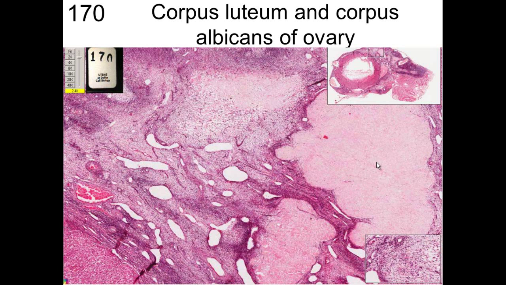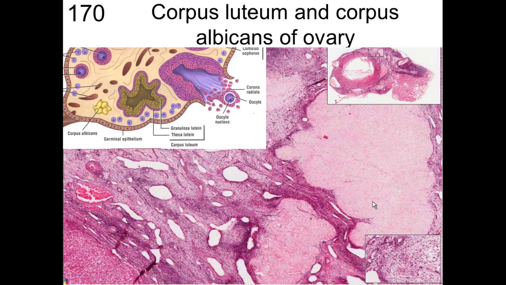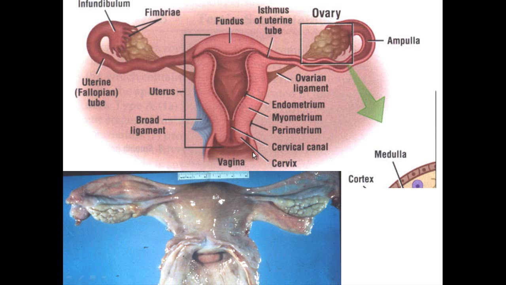Corpus albicans is whenever the corpus luteum has regressed totally, it becomes a corpus albicans, a white scar type structure, that we see here. And here we can see another one. So if you come from the ovary, you're going to go into the fallopian tube and finally into the uterus.